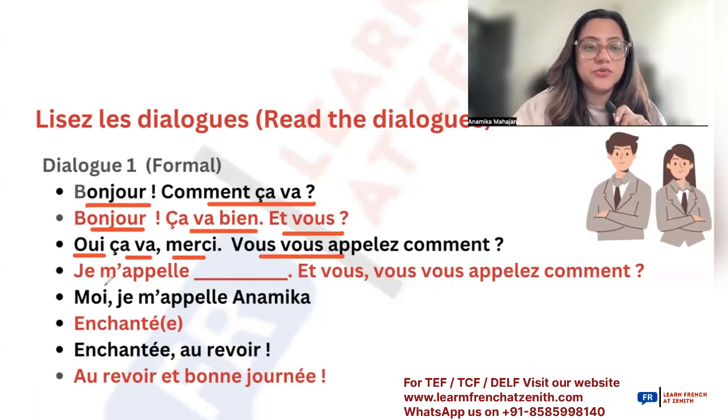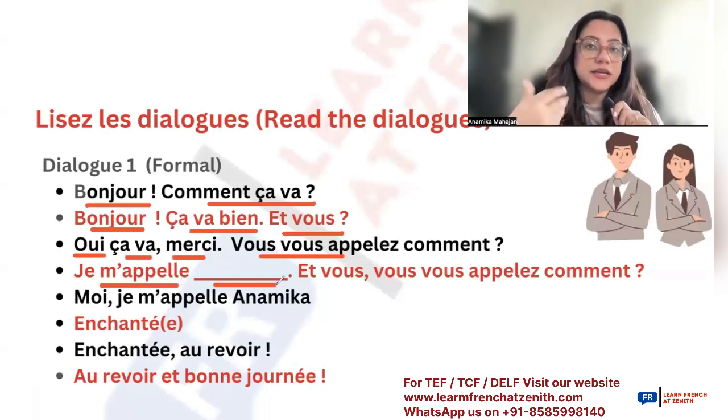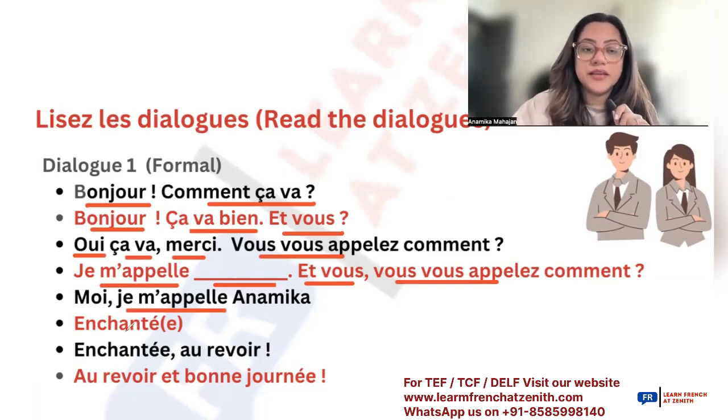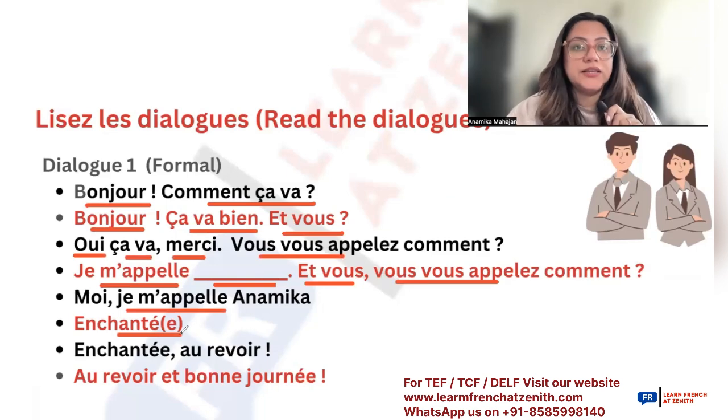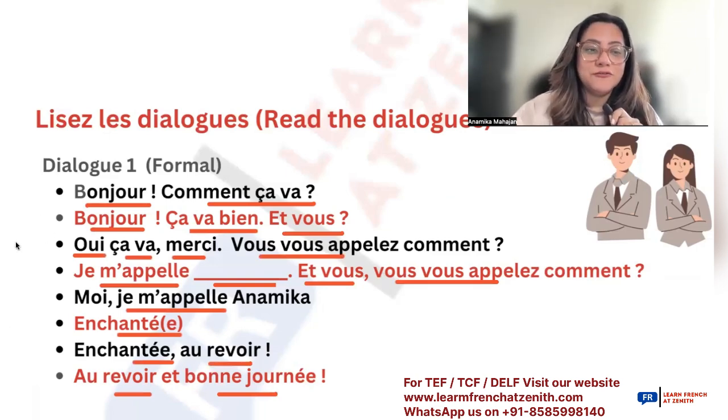What's your name? And then you replied, je m'appelle. My name is, and you must have said your name here. Et vous? And you? Vous vous appelez comment? Your name is what? What's your name? And I replied, je m'appelle Anamika. My name is Anamika. And then you said, enchanté, nice to meet you. I said, enchanté, au revoir. Nice to meet you too. And bye-bye. And you said, au revoir et bonne journée. Bye and have a nice day. So this was your first dialogue, formal dialogue.